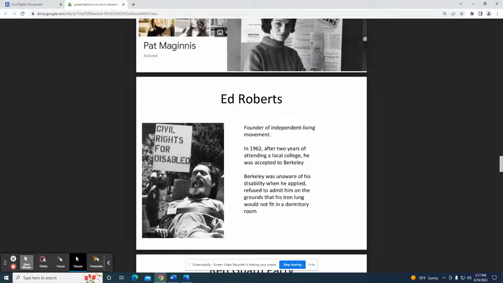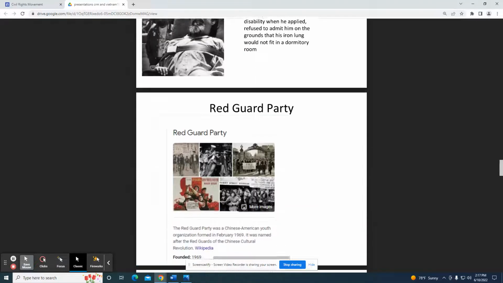But Ed Roberts was accepted into Berkeley, and then once they found out that he had a medical condition which required the dorm room to be modified, they didn't want him in the university, which led to him challenging that particular decision. And so he's considered one of the founders of the disability rights movement. Here it says the independent living movement.